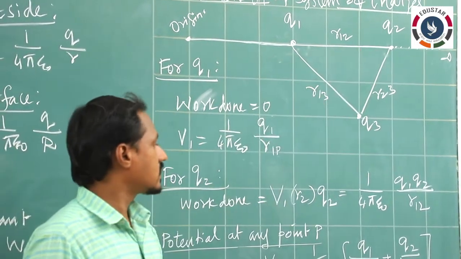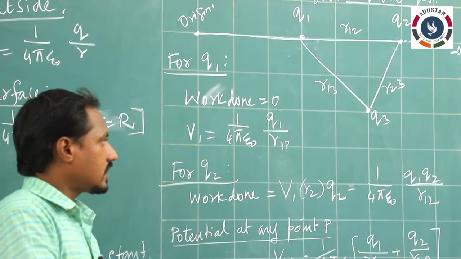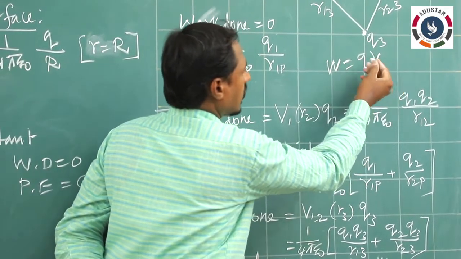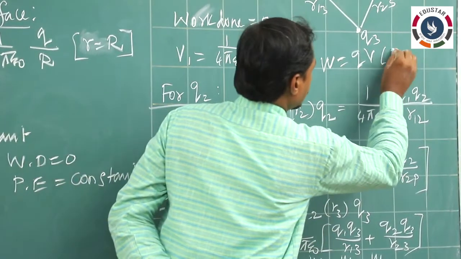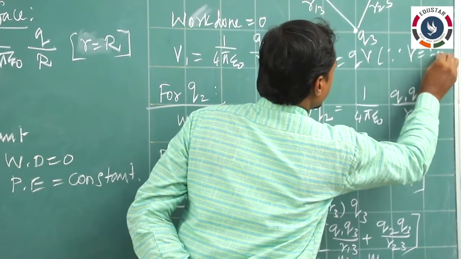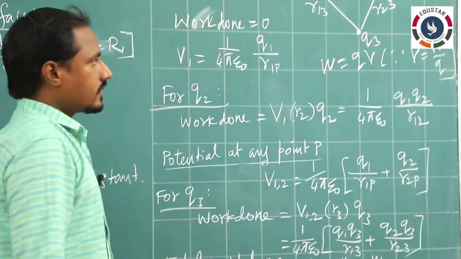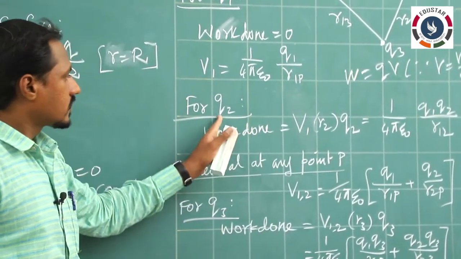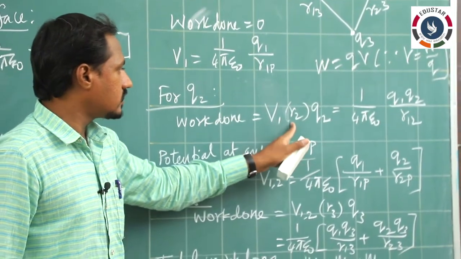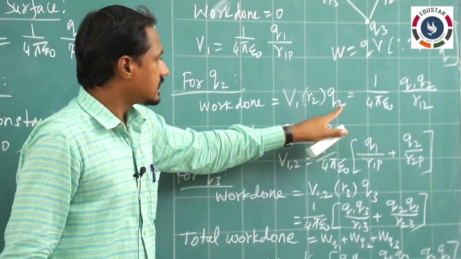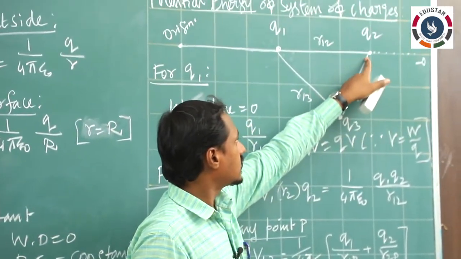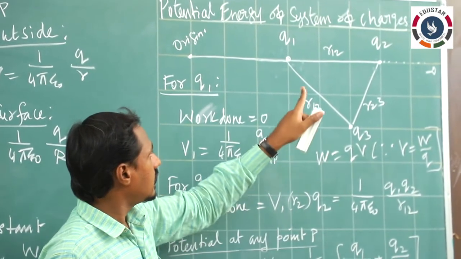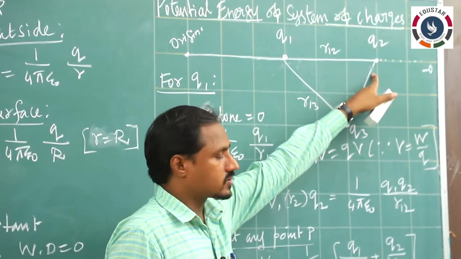That work done, we already know the general formula, W equals QV or VQ, from V equals W by Q. So, we can write W equals VQ. This is what we write for charge Q2. So, work done equals V1 of R2 into Q2. Q2 is the second charge we are bringing from infinity to this point, and V1 of R2 is the potential due to Q1 at R2.